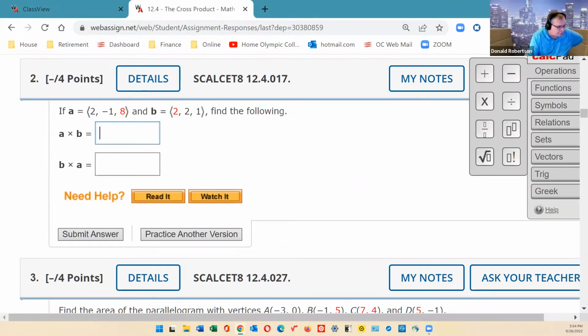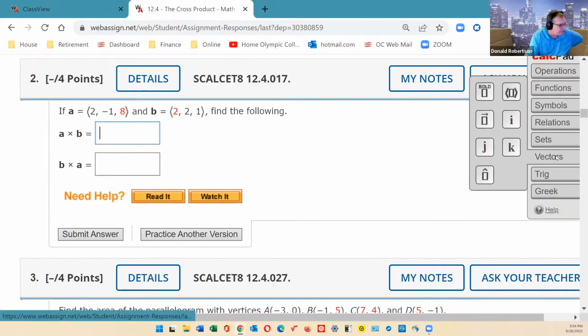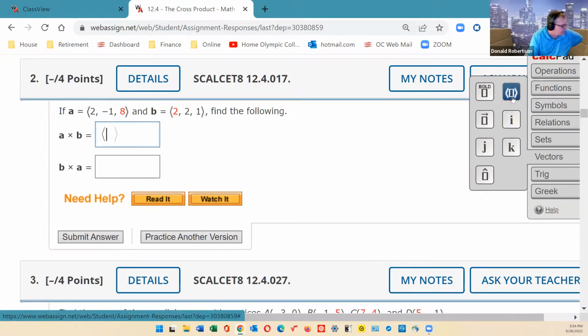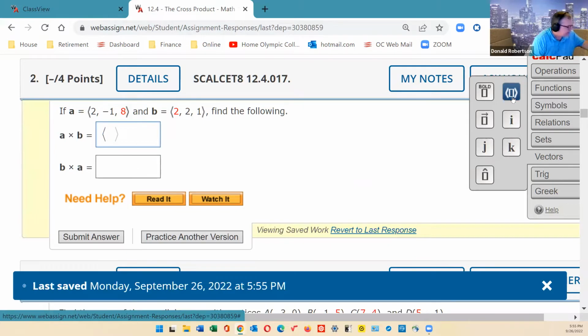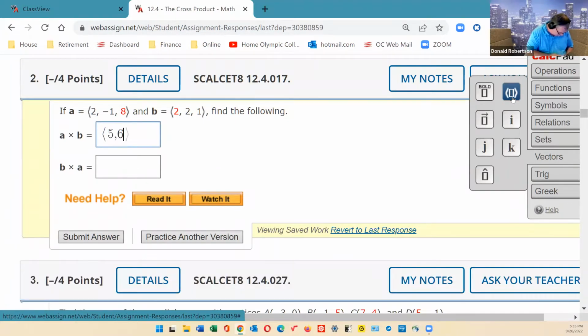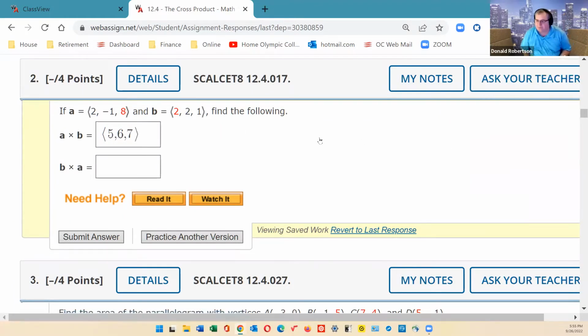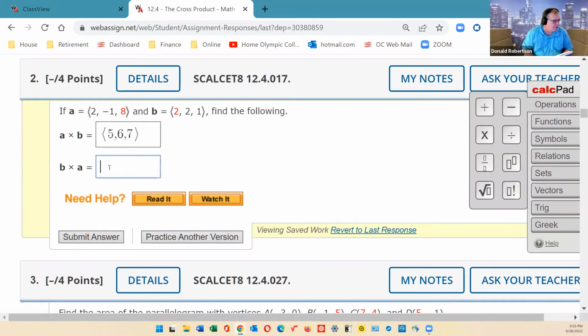Now, if you want to do the cross product, make sure you hit the vector tab. I like that notation. I'm making this totally up, but can we pretend the answer is 5, 6, 7? If that's what the answer is, wouldn't you type that in? Right. Of course, you'll have to find out what it's really equal to. But what's the answer to B cross A? Assuming I got the first answer correct.